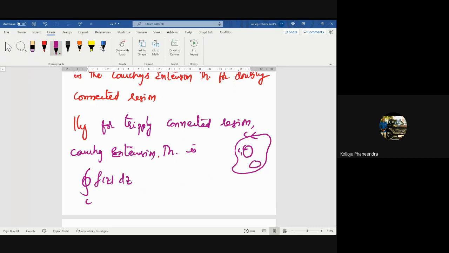This is another hole. This is C2. Two holes are there. So then the integral over C1 of f of z dz, plus the integral over C2 of f of z dz. This is for a triply connected region.